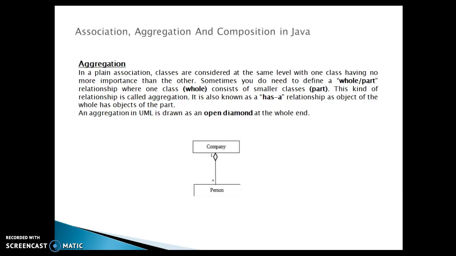And aggregation in UML is drawn as an open diamond at the whole end. So here you can see employee is related to the company, right? A company can have a person, and a person is related to the company. So one company can have one or many persons. So here you can see one diamond symbol, an open diamond symbol. Whenever you see an open diamond symbol, that represents aggregation in UML.